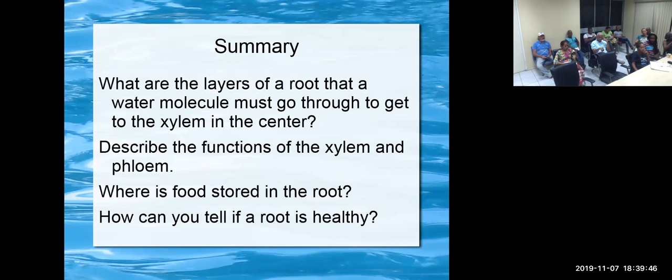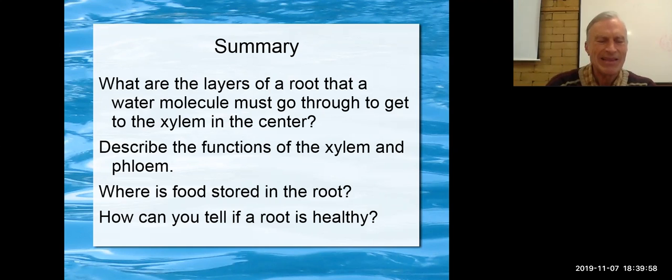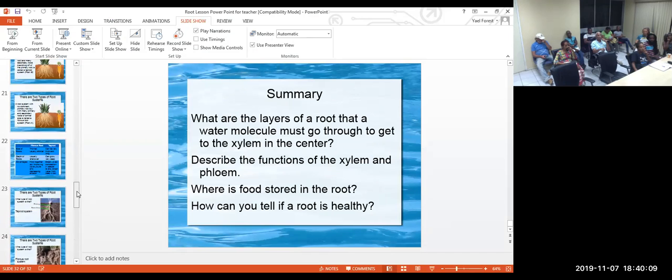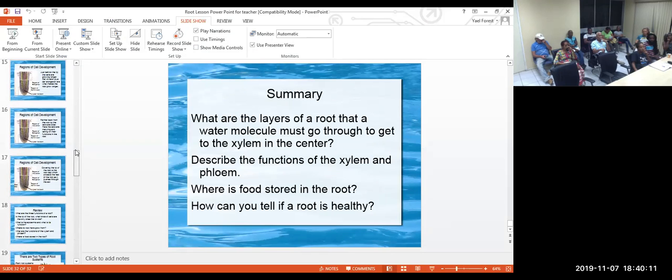And then? Phloem. Would it be phloem, Steve? No, it might go through the phloem. It doesn't have to. Would it go from cortex and then into the xylem, or is there another layer?